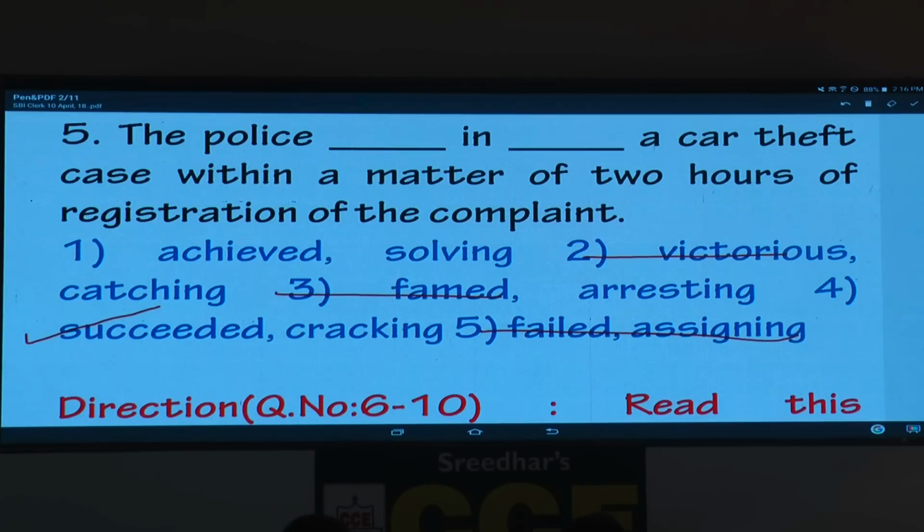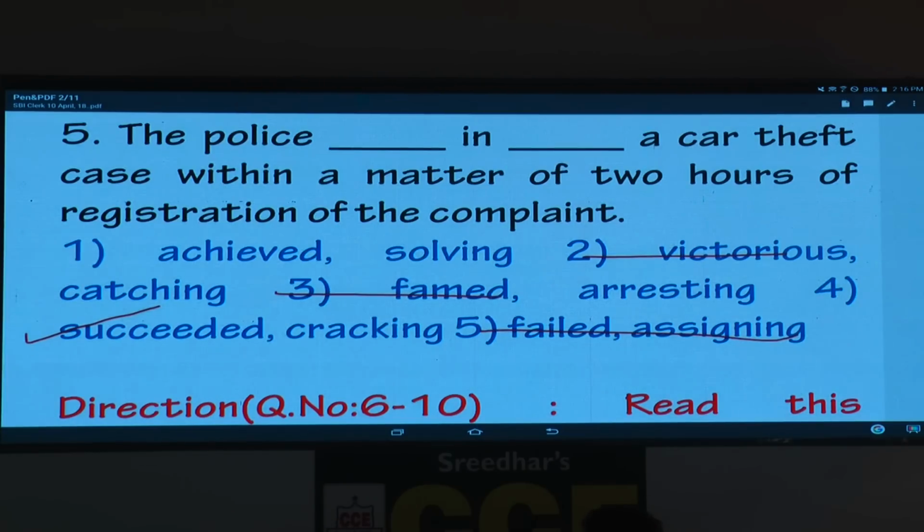So when it comes to police, do you know which country's police are considered the best in the world? What is the name, in the UK? Scotland Yard, Scotland Police. They are known as Scotland Yard. They are considered the best in the world when it comes to that particular department.